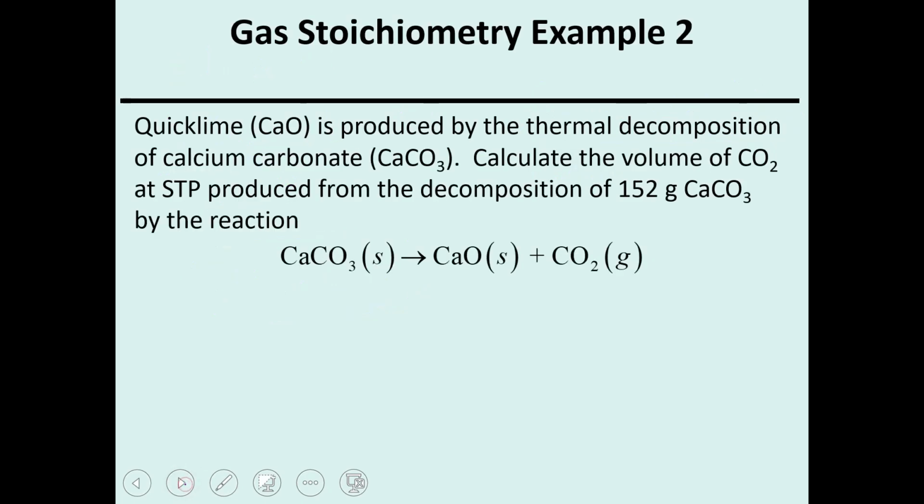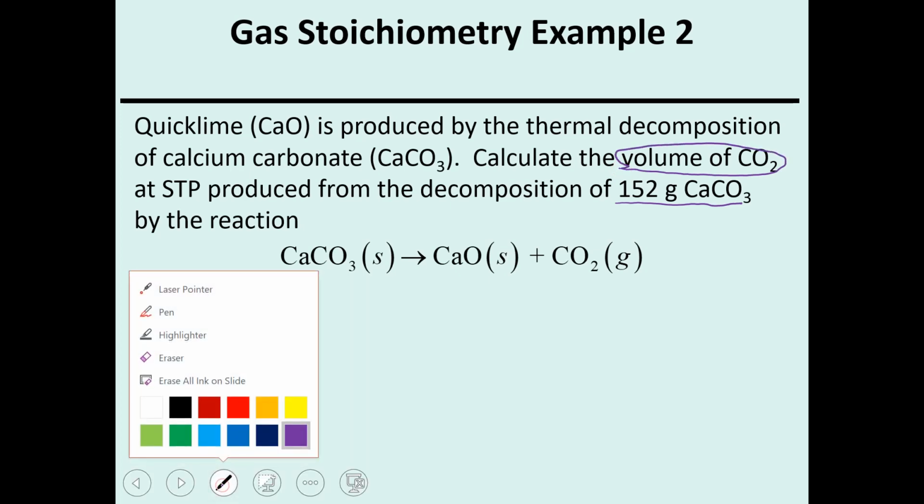So let's take a look at another example here. We have quicklime, calcium oxide, is produced by the thermal decomposition of calcium carbonate, which is CaCO3. And we want to calculate the volume of CO2 at STP produced from the decomposition of 152 grams of calcium carbonate by the reaction that we're given here. So again, we have the grams of calcium carbonate, but we want to calculate volume of carbon dioxide.